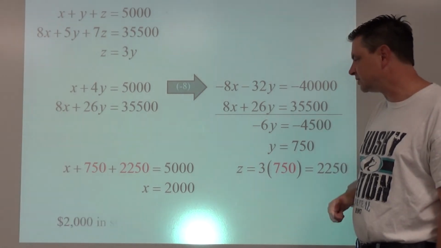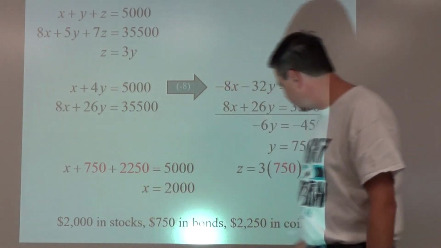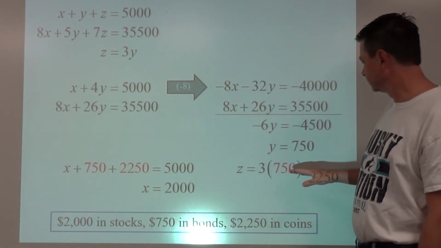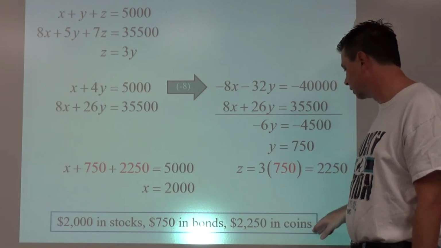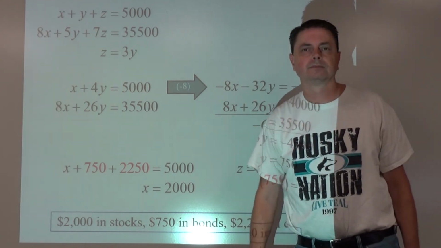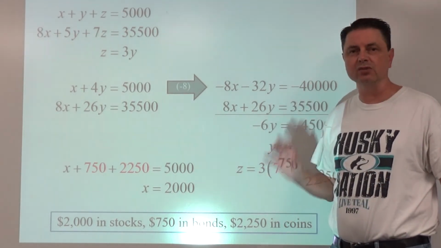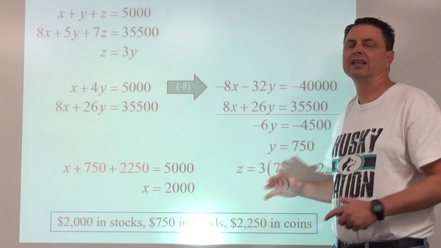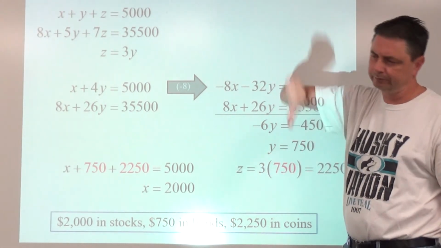So make sure we specify $2,000 in stocks, $750 in bonds, $2,250 in coins. And you might be asking, well, if you get the most in stocks, why do you want to put everything there? I think he's trying to minimize risk and diversify just in case the stock market goes in the tank.